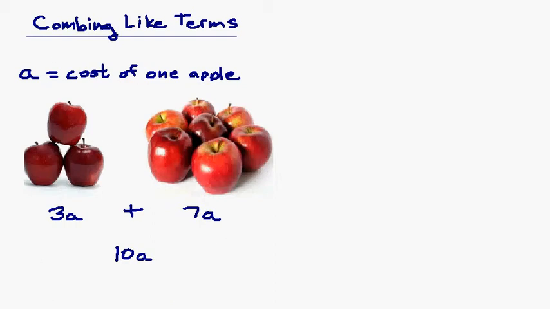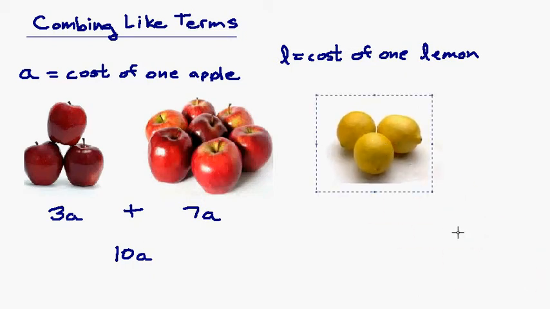Let's say we throw another variable in the mix here and we let L equal the cost of 1 lemon. Alright, and now I'm going to bring in some lemons. So, how much would those lemons cost? We got 3 lemons, and each lemon costs L, whatever that is in dollars or cents. So the cost of those 3 lemons would be 3L. 3 times the cost of 1 lemon.